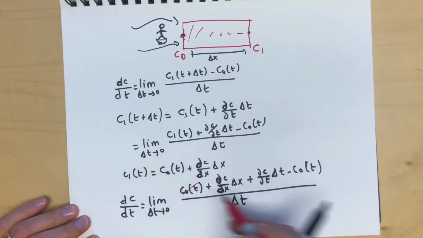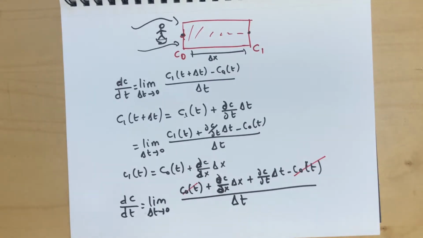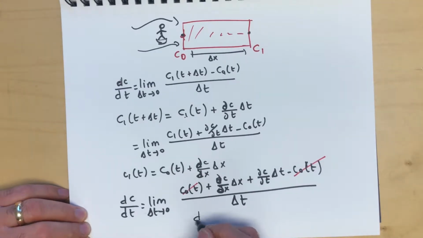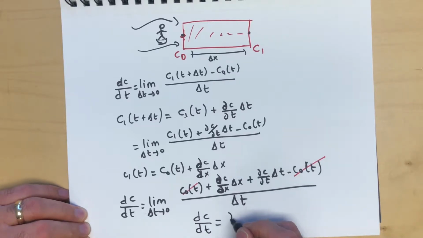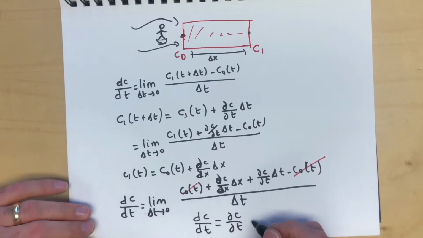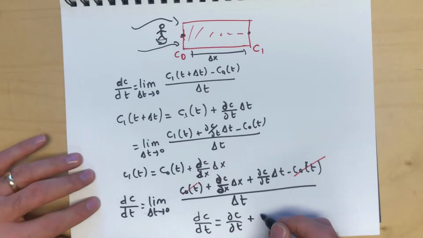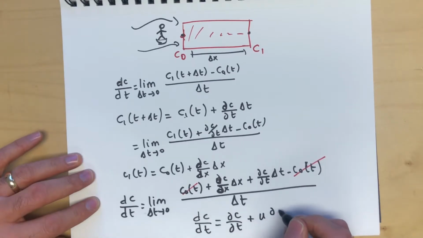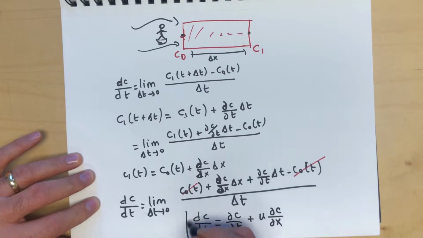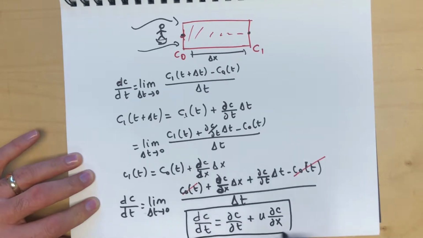So now C0 and C0 cancel out. And again, delta x over delta t is the velocity. Delta t and delta t cancel out. In the end, we get dc by dt is equal to partial c by partial t, that's the local change measured at a fixed point in space, plus the spatial change measured at a fixed point in time. Okay, partial c by partial x. And that is the material derivative.